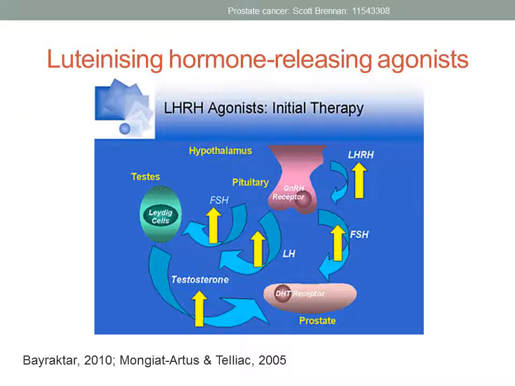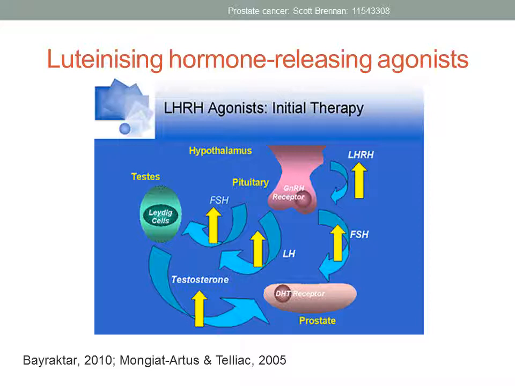Luteinizing hormone-releasing hormone is secreted by the hypothalamus. It travels to the anterior pituitary gland where it binds to its receptor. This leads to the stimulation and production of the luteinizing hormone and follicle-stimulating hormone. Circulating luteinizing hormone enters the systemic circulation where it interacts with the receptors of the Leydig cells located within the testes. This interaction leads to the production of testosterone.